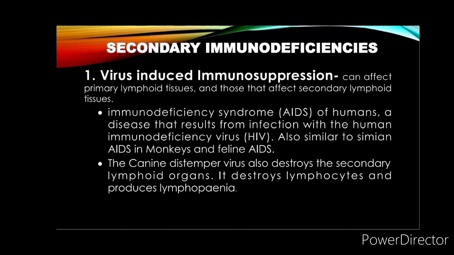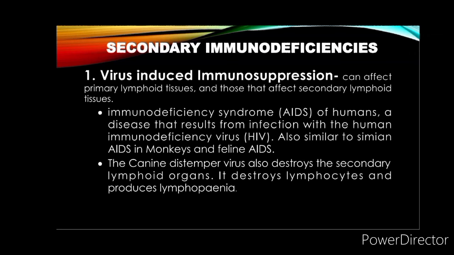After the primary, we also have the secondary immunodeficiencies. The immune system is subject to destruction and dysfunction from infection by a variety of pathogenic agents. Most important are microorganisms, especially viruses, and other agents being toxins, stress, and malnutrition. First, we have the virus immunosuppression. Virus-induced immunosuppression can be divided into those that affect primary lymphoid tissues and those that affect secondary lymphoid tissues.